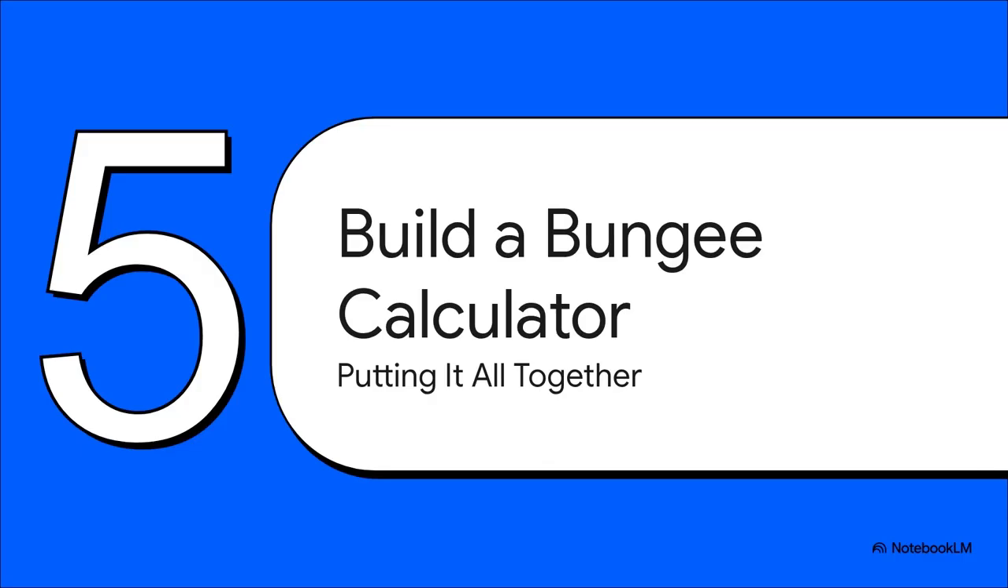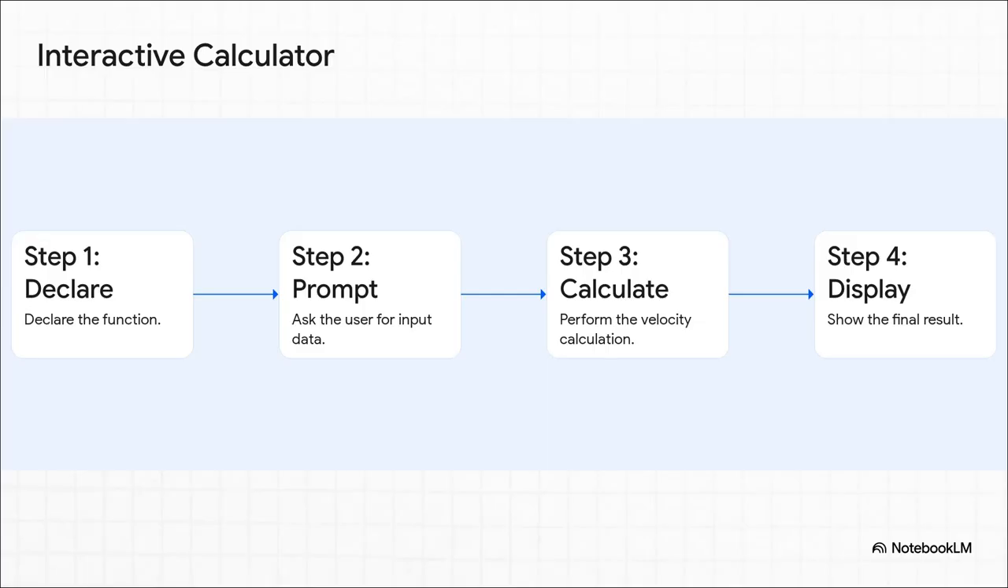All right, it's time. Let's put everything we've learned together. We are going to build that fully interactive bungee velocity calculator we talked about from scratch. We'll use a function to keep it all clean and self-contained, and we'll use input and display to make it super user-friendly. We're going to do this in just 4 simple steps. First, we'll declare the function. Then, we'll ask the user for the data we need. After that, we'll do the actual calculation. And finally, we'll display the answer.